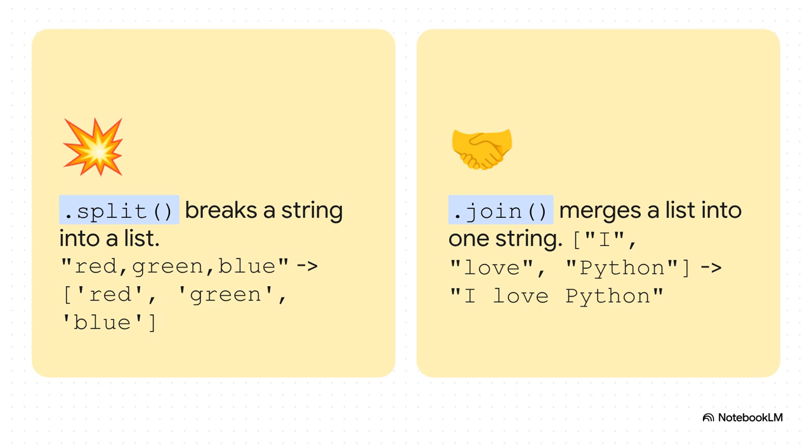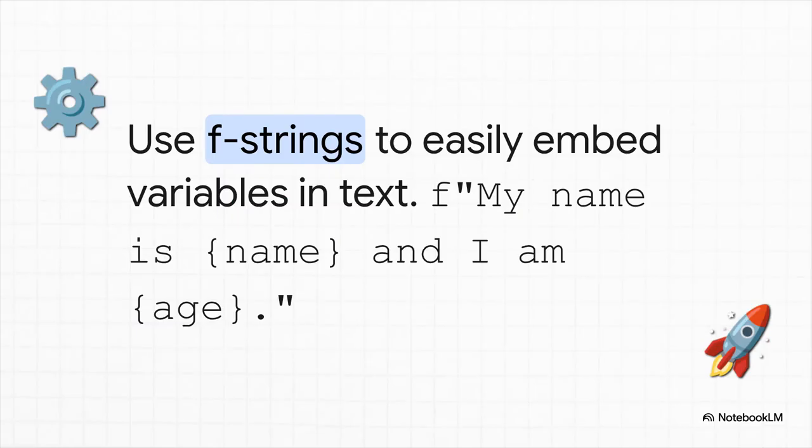Let's say you have a single string of comma-separated values. You can use .split to instantly break it apart into a list of individual items. And you can do the reverse, too. If you have a list of words, you can use .join to stitch them all together into a single clean sentence.